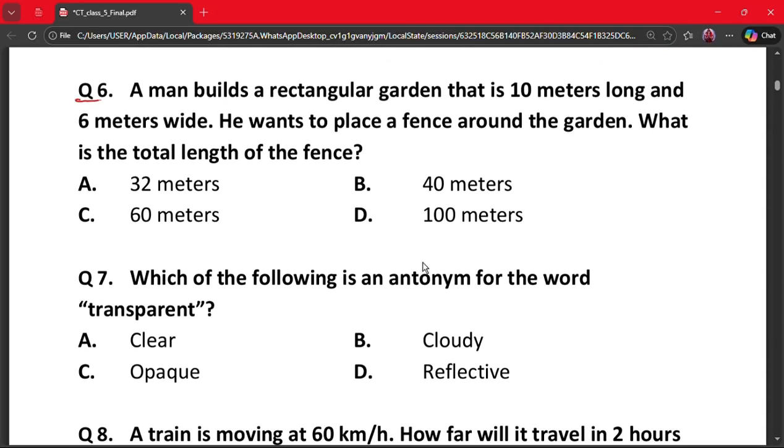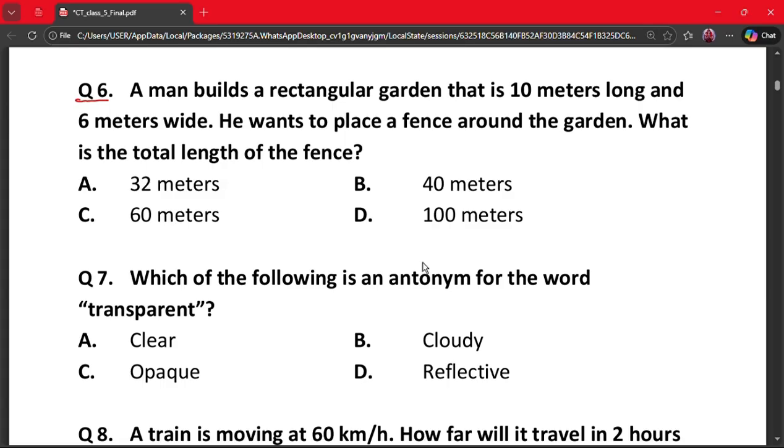Question number 6. A man builds a rectangular garden that is 10 meters long and 6 meters wide. He wants to place a fence around the garden. What is the total length of the fence? A. 32 meters, B. 40 meters, C. 60 meters, and D. 100 meters.